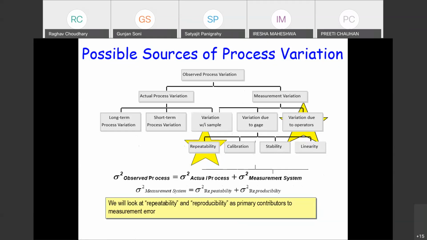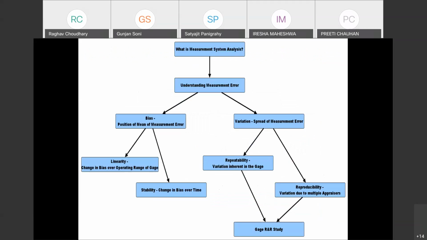Now we need to do some measurements to check what is the contribution of repeatability and reproducibility in the complete variation which is existing in the system. So repeatability and reproducibility together form a study called gauge R&R study, that is gauge repeatability and reproducibility study. It is a very important component in industry when they are sending an instrument to the market.